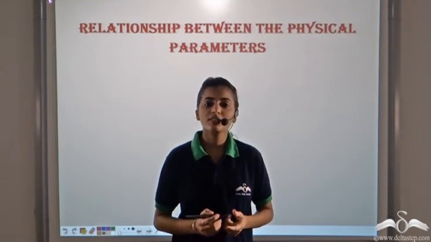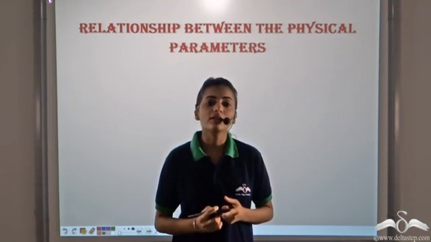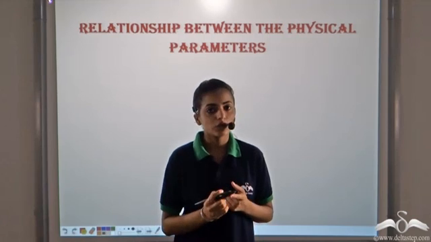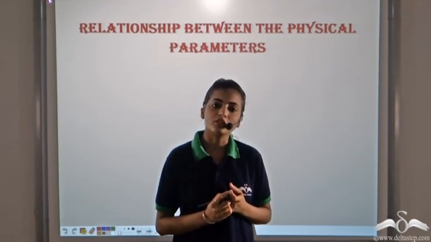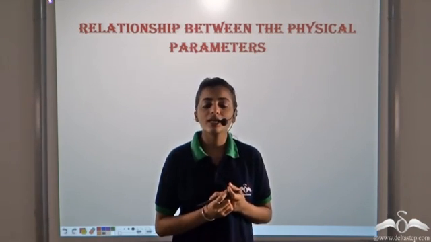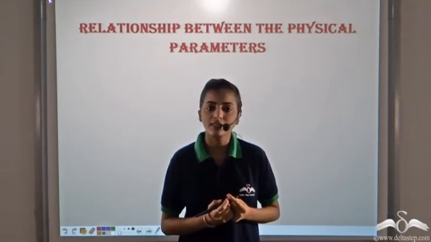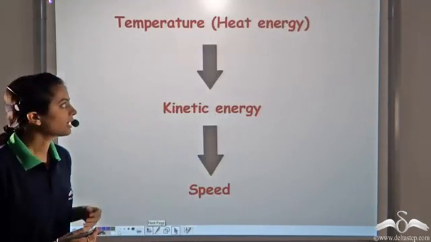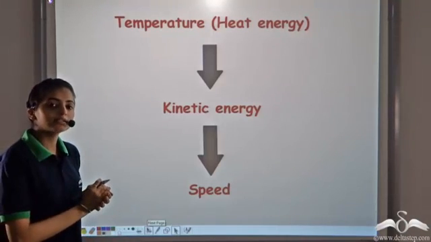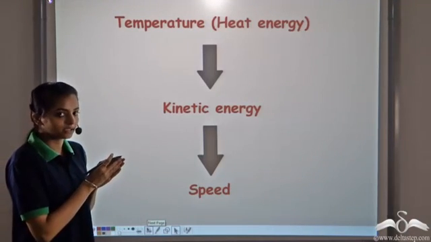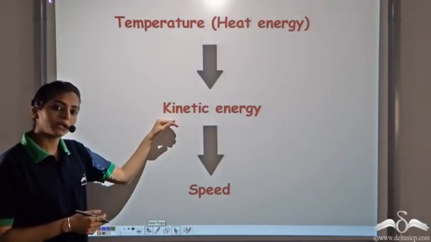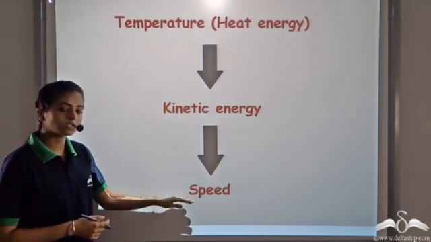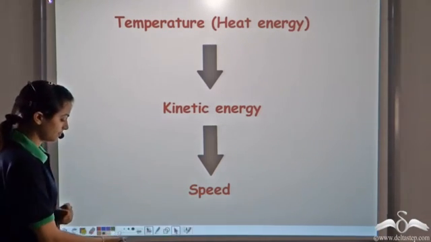We know there are three physical parameters that define the characteristics of gases: volume, pressure, and temperature. Now let's see if there is any relationship between these three physical parameters. Recall, as the temperature increases, that is, as the heat energy of the particles increases, the kinetic energy of the particles increases, and so the speed of the particles increases.